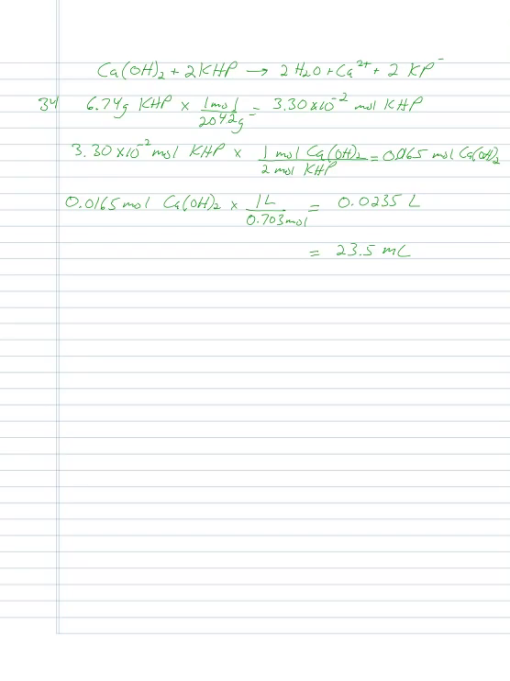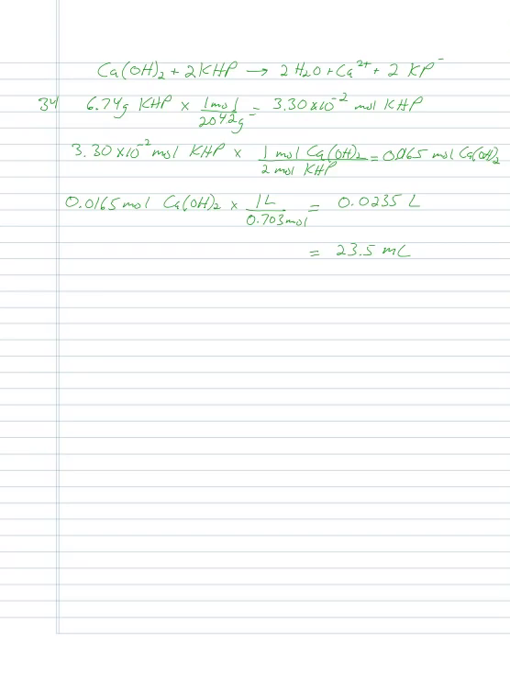Okay, so we got that many moles of KHP. Now we want to turn that into moles of calcium hydroxide. We know that we need 1 mole of calcium hydroxide for every 2 moles of KHP. Again, that's because we've got that 1:2 ratio in our balanced reaction, because the KHP is monoprotic and calcium hydroxide is dibasic. And so that's going to give us 0.165, that didn't come out right, moles of calcium hydroxide.